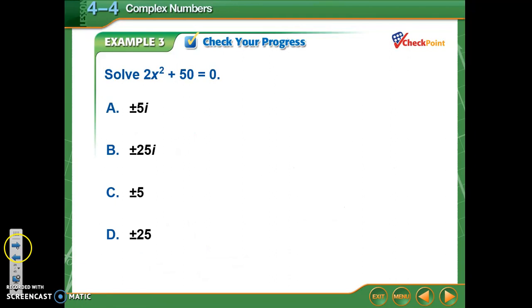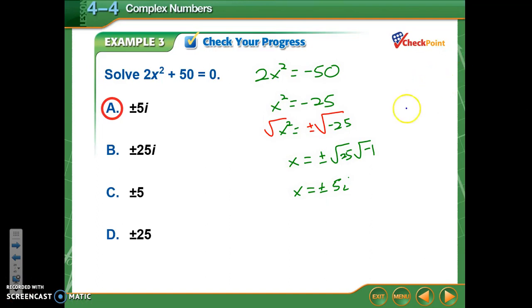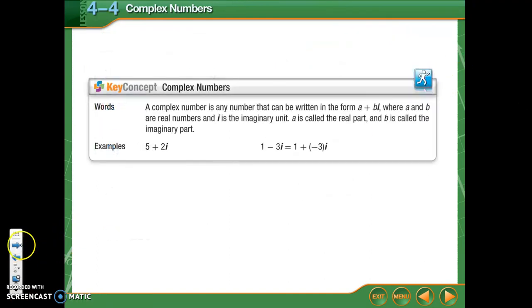Okay, try this one. The answer here should be plus or minus 5i. And there's the work to show you how to get to that answer.